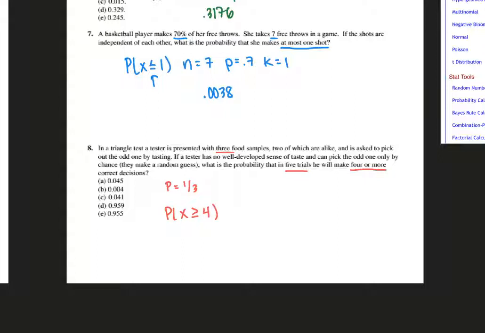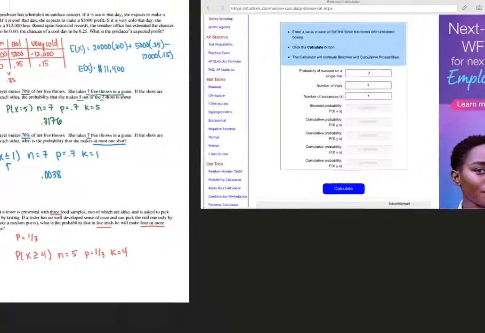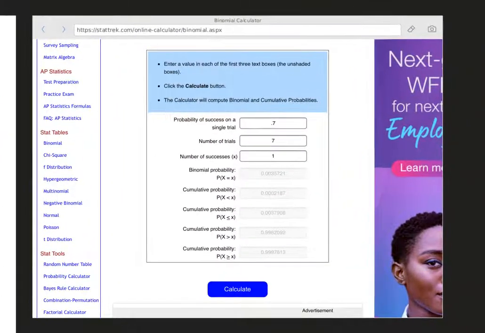That's 4 or more. N in this case is 5 trials. P we know is 1/3 or 0.33. K in this case, we're going to use 4. We need to make sure we're looking at the right one, greater than or equal to. Okay, so looking here, the probability of success, since we can only write it as a decimal, I'm going to write 0.333, kind of continuing.